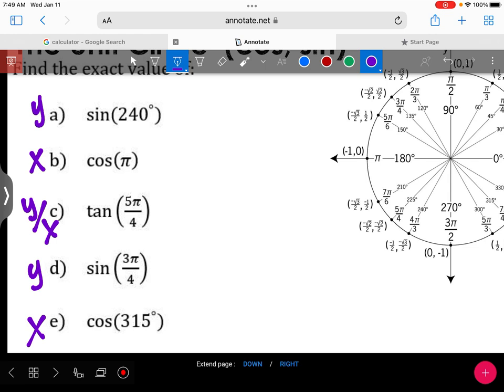This is a big part of your quiz, which is why you have to have your unit circle memorized, because if you don't have it memorized, you won't be able to do these questions. Because I'm going to give you a blank unit circle the day of the quiz to use on the test. So you'll have to fill it in, and then as you fill it in, that's what you're going to use for your quiz.